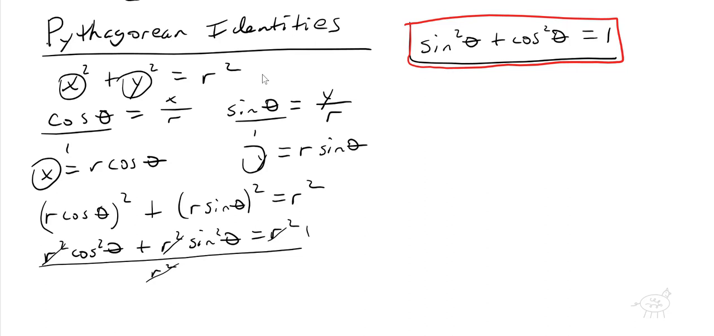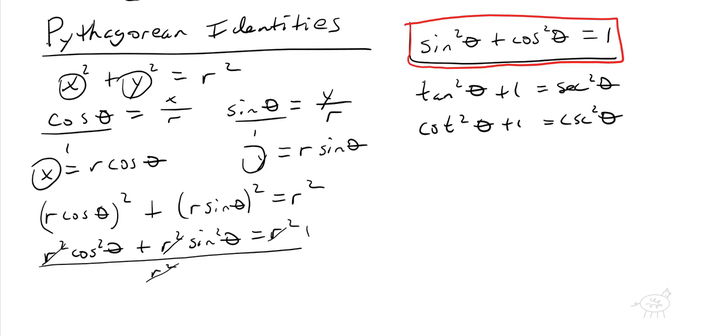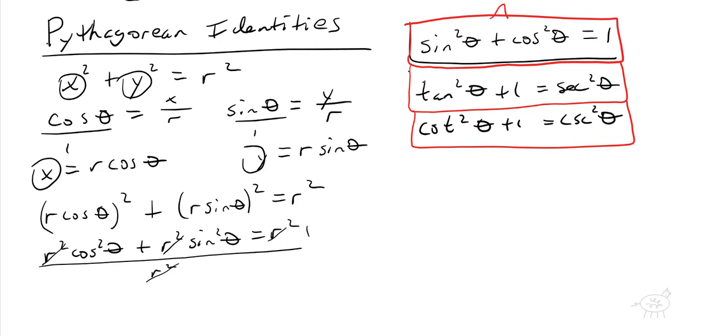All right, so the other identities are tangent squared of theta plus 1 equals secant squared of theta, and cotangent squared of theta plus 1 equals cosecant squared of theta. So these math fans all get red boxes around them. I'm going to put a few stars around them too, because they are all super important. Got to memorize them. There's a category for that: Pythagorean identities. There's three blanks on that sheet, so make sure you fill it in.